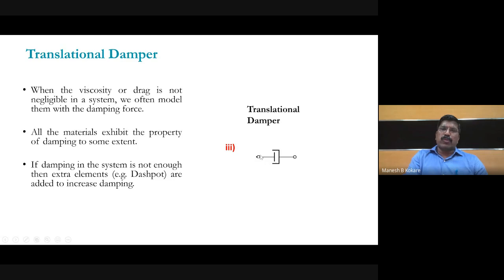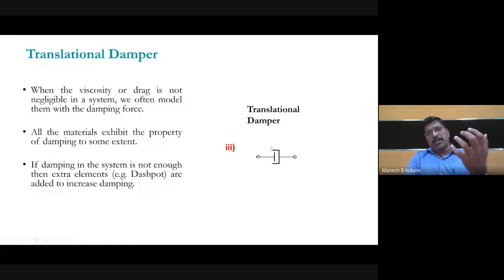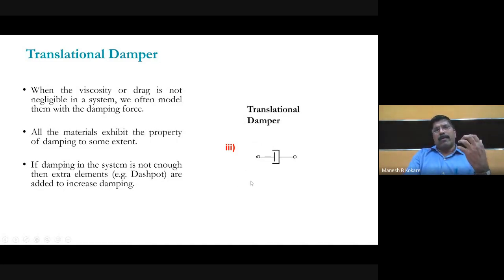So when you apply force on this, there will be displacement of the shaft, and this is given by Newton's law, directly proportional to the velocity. Velocity is nothing but the derivative of displacement. So if x is the displacement, the mathematical equation for the dashpot is F is equal to b into dx by dt, considering b as the coefficient. When the viscosity or drag is not negligible in the system, we often model it with a damping force. This is called the damper or dashpot.